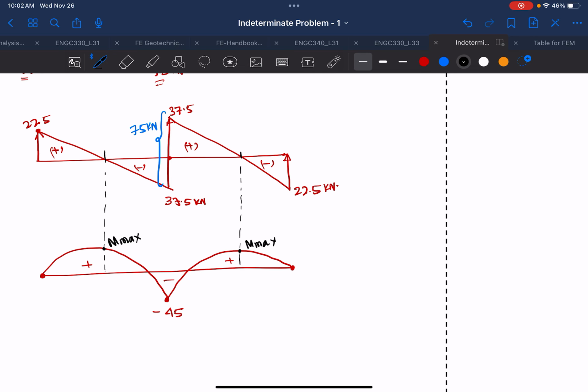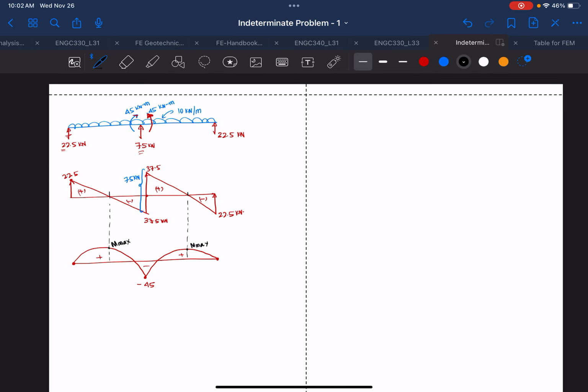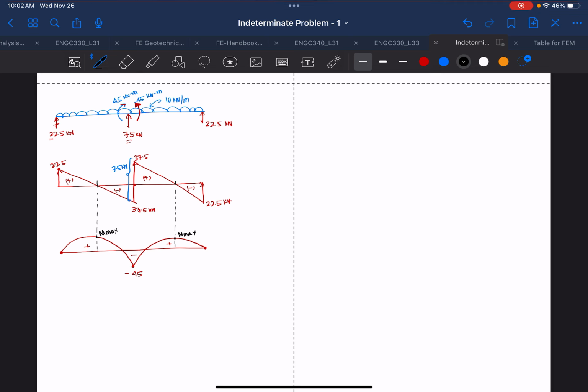Okay, so that's how we draw the bending moment diagram and shear force diagram for an indeterminate beam. And that's how we solve the indeterminate beam problem with no settlement using the slope deflection equation. Okay, thank you.